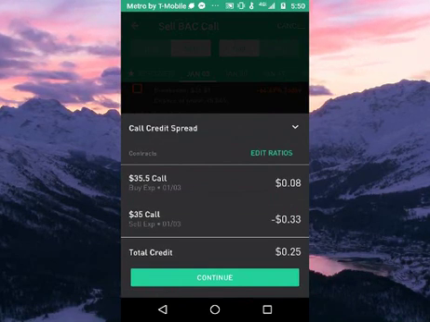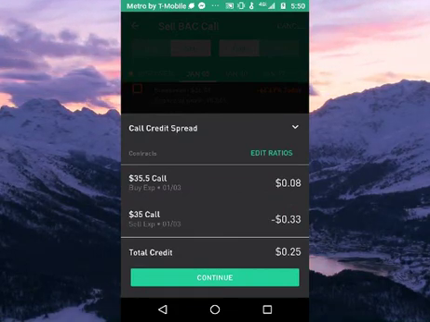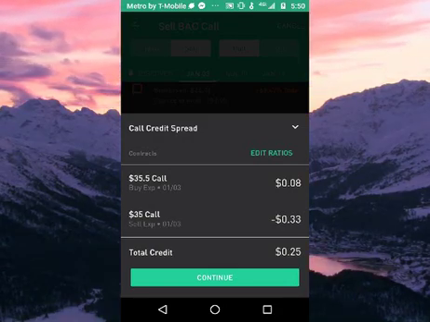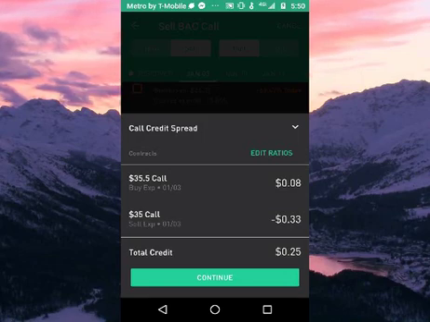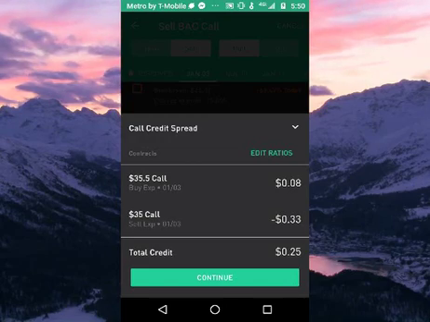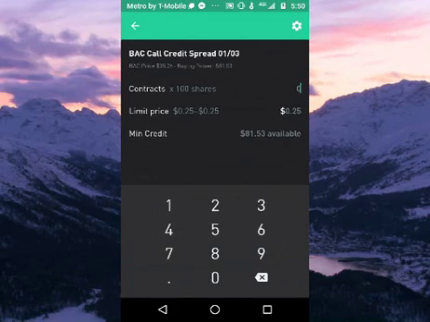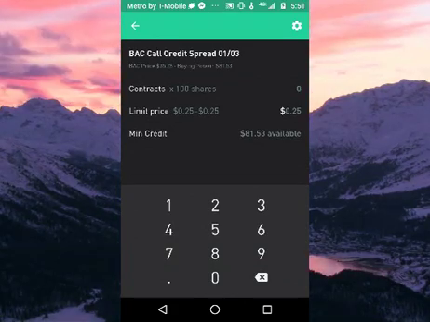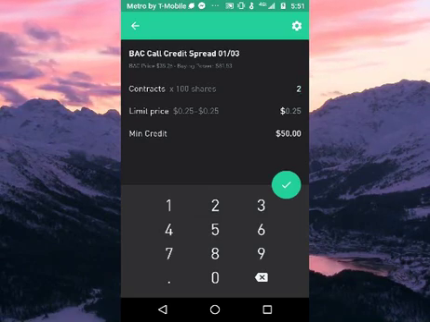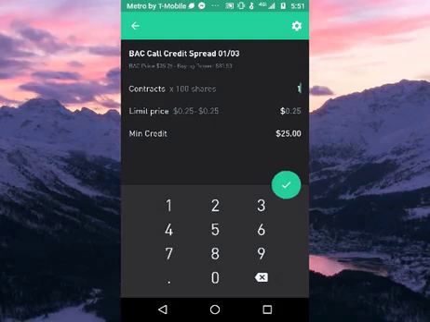And then it's going to show us we're going to buy the 35.50 and sell the 35 call, and the total credit is going to be 0.25. This is basically the difference between those, 0.8 minus 0.33. Going to click on continue, and we can click on 2, 3, 4, which is going to increase the credit that we're going to receive. But in this example, I'm only going to get one contract, and the limit price currently is 0.25.